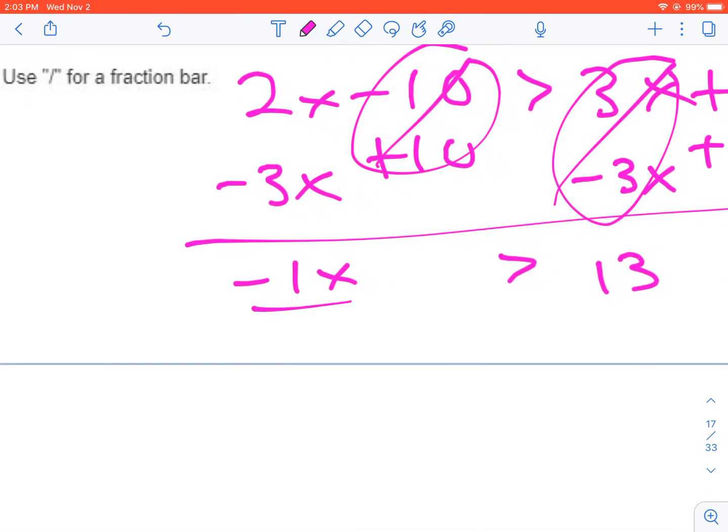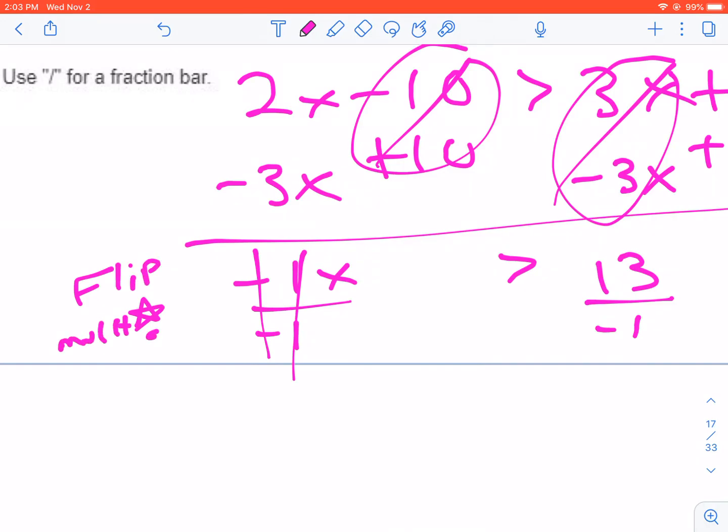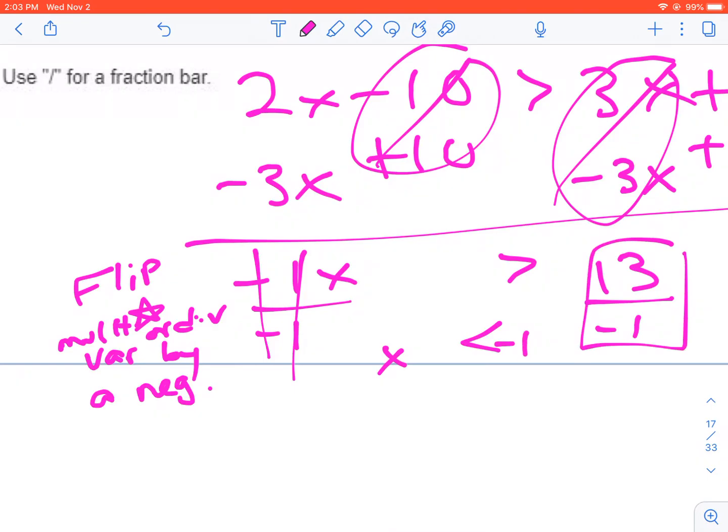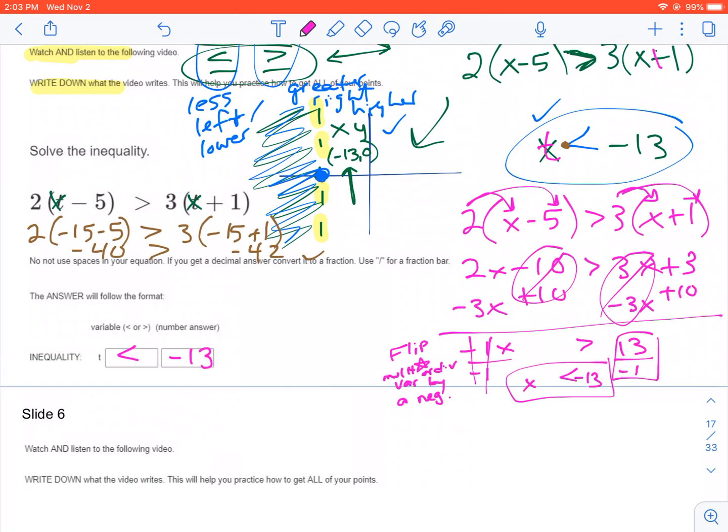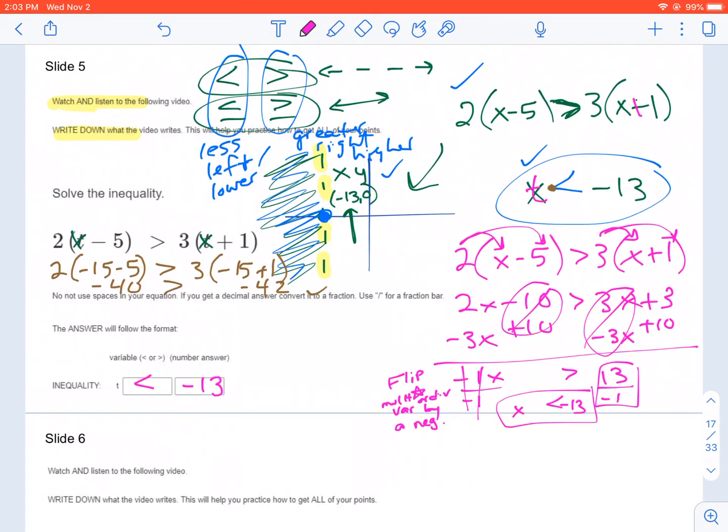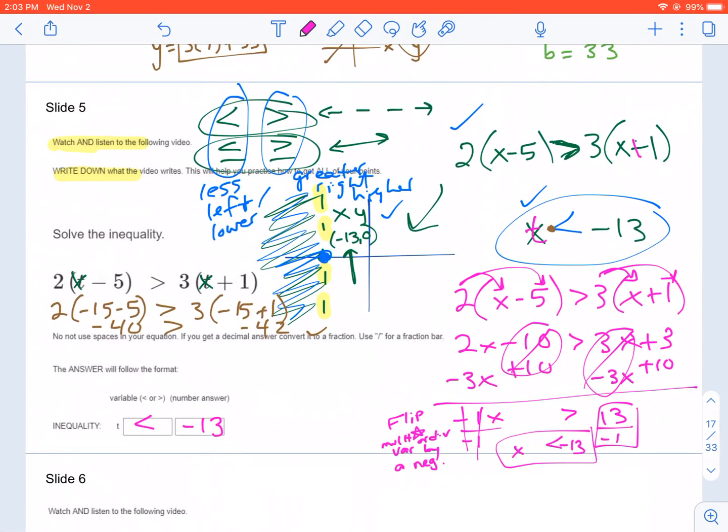When you have things right next to your x, that means multiply, so we're going to undo with divide. The ones and the negatives go away. But there's a rule: when you're multiplying or dividing your variable by a negative, we have to flip the inequality around. So what we really have is x is less than negative 13, and that's the same answer that we got. That would be how you do it by hand if you wanted to. Please make sure that you have your answers typed in before you go to the next question.